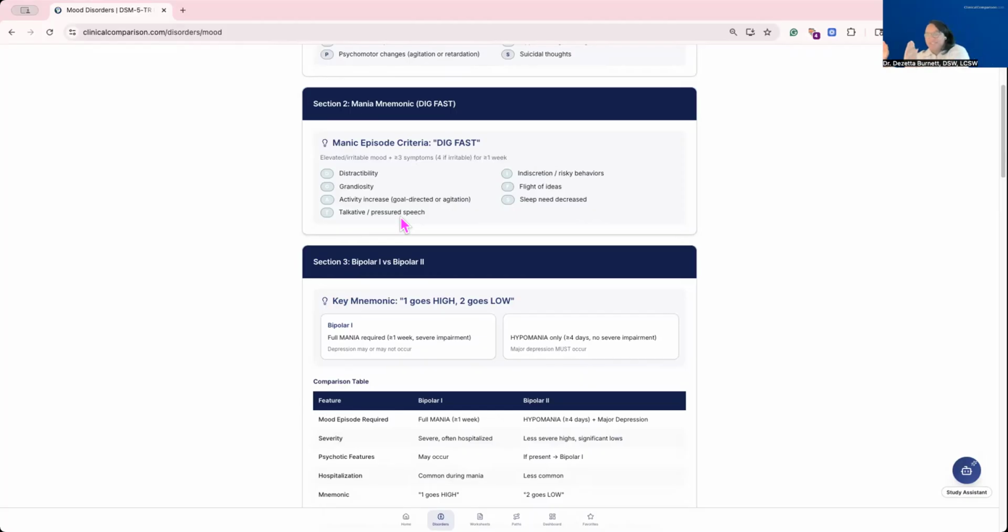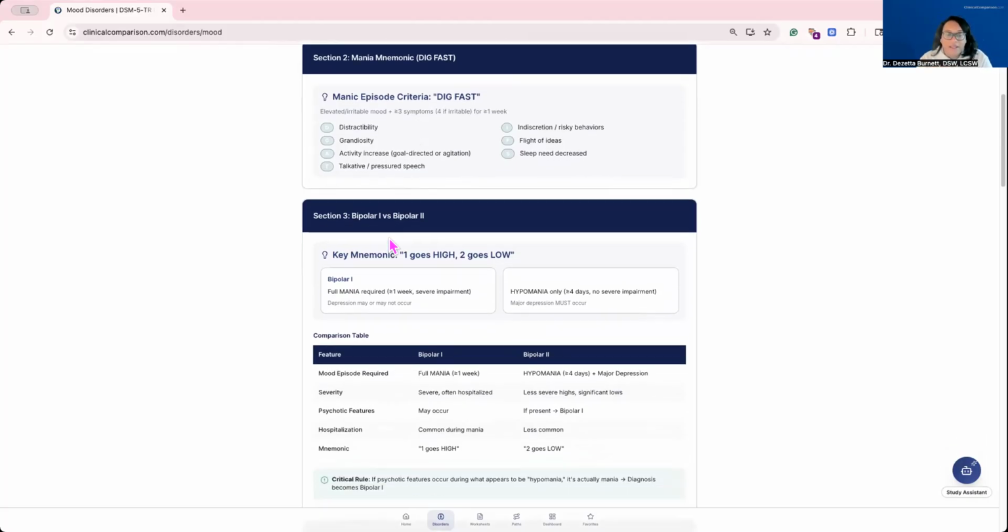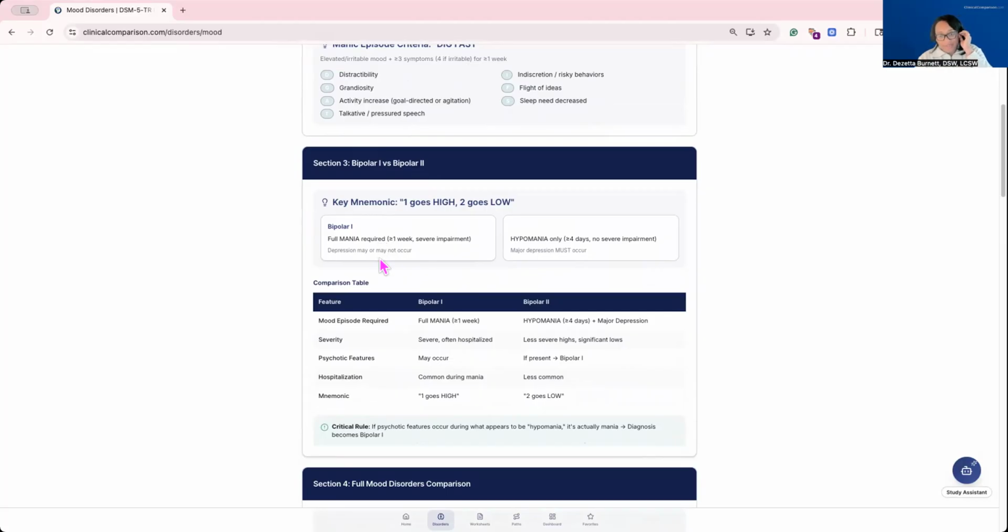When you hear mania, it automatically takes you to bipolar 1. When you hear depression, we're looking at bipolar 2, because remember, major depression can occur. It is usually the functional impairment of bipolar 2. With bipolar 1, depression may or may not occur, but the mania is required. You have to have mania for bipolar 1. Okay, so let's take a look at the comparison tables here.